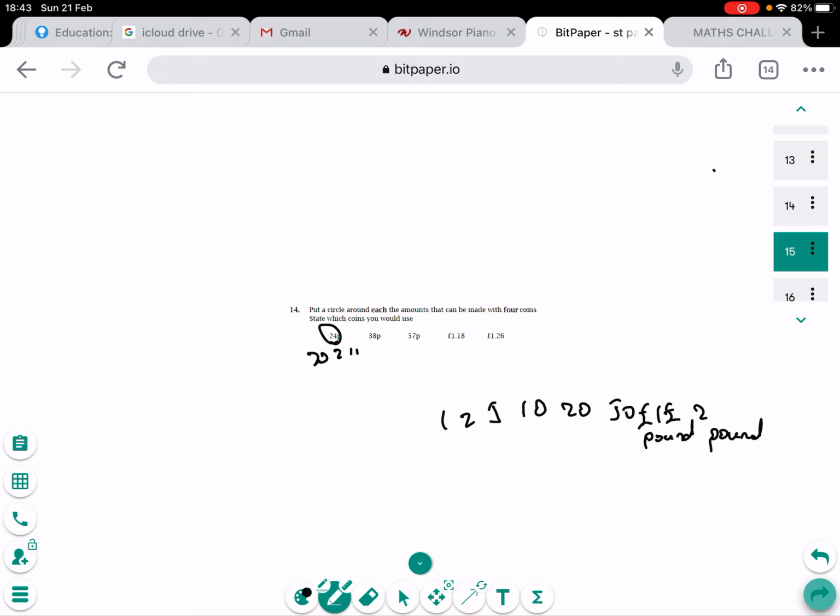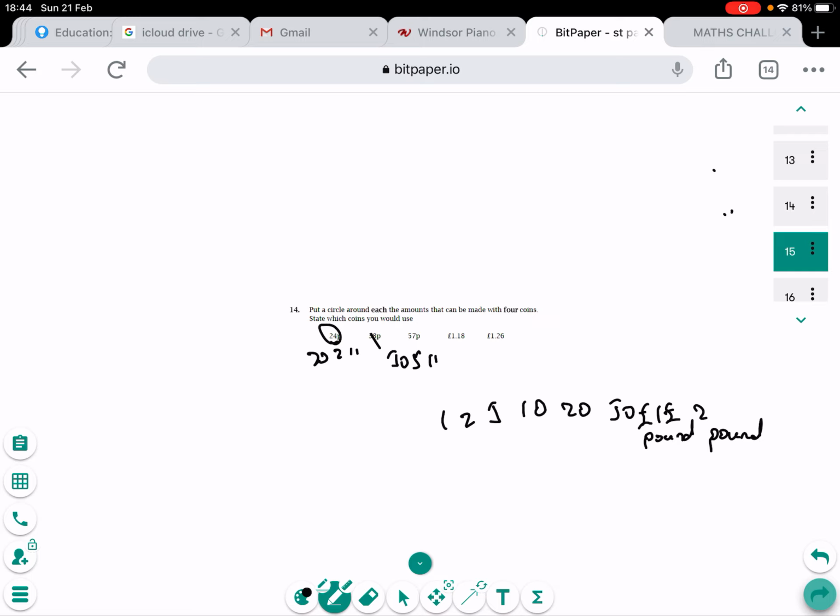38 pence. 20, 10, it has to involve 20 and 10. So 20, 10, then it's, nope, it doesn't work. Because if you've used 20 and 10, that leaves you 2 coins, but the most you can make is 7, so 37. That won't work, sorry. And 57 is 50 plus 5 plus 1. That's the solution I saw.